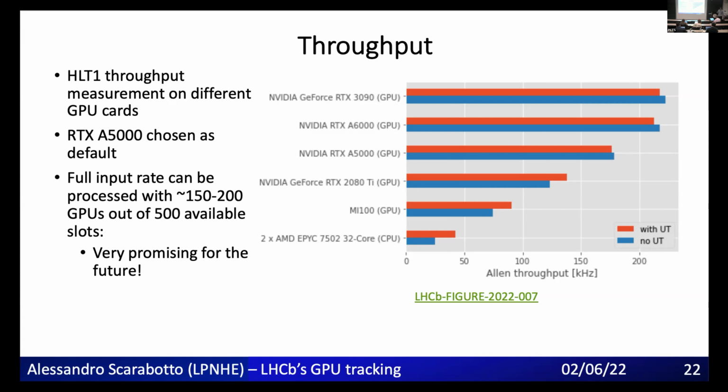We said that we need to take data at 40 megahertz. So we need around 150 to 200 GPUs to take care of this. And LHCb has 500 available slots. So this is also very promising for the future.